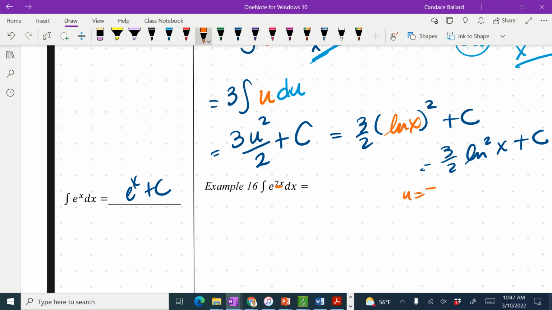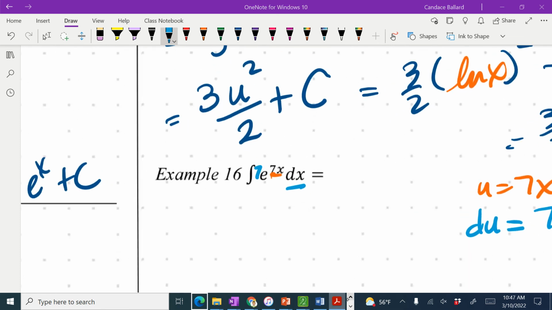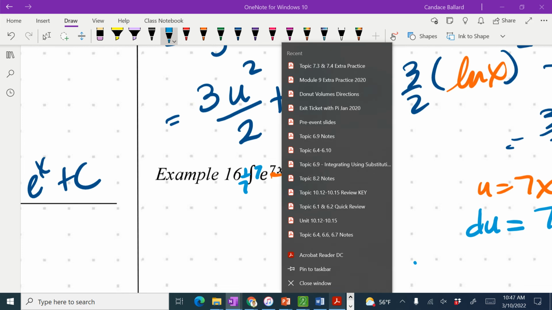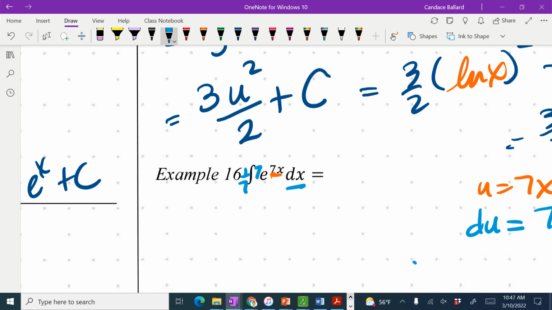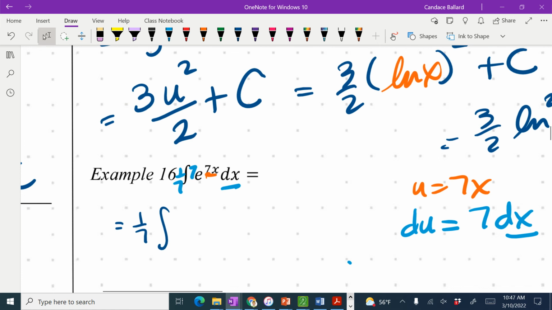7x. Perfect. So u equals 7x. All right. What does that mean that du is equal to? Good. So I have the dx, right? I do not have the 7. I need to add in a 7 on the inside and a 1/7 on the outside. All right, so we've got 1/7 the integral. And then we're going to do e, right? The 7x becomes u. And then 7 dx is going to be replaced with du.